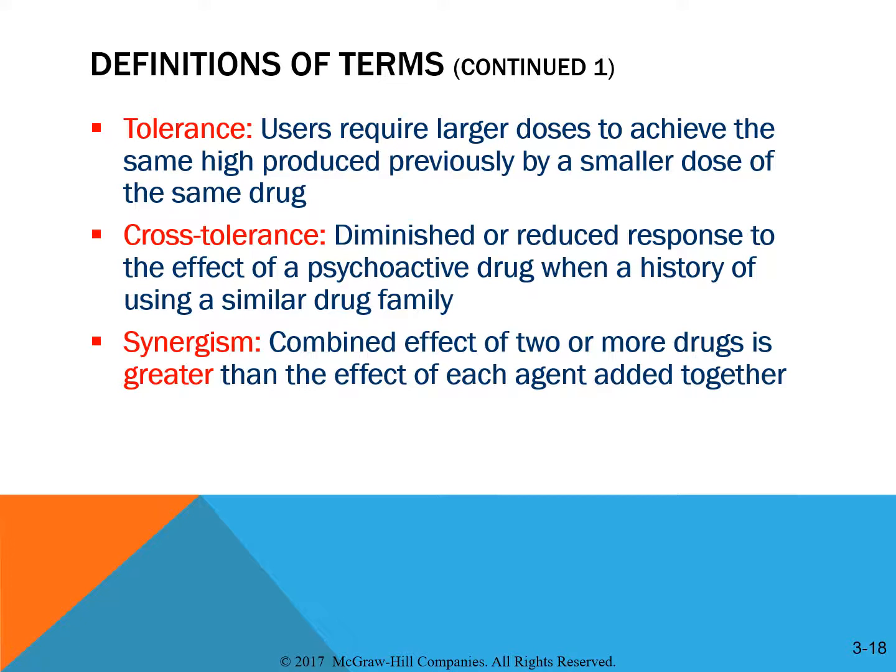Under the cross-tolerance definition, I added the last part. It's usually when use of one drug creates a diminished or reduced response to the effect when a history exists of using another drug in a similar drug family. A common cross-tolerance is opiates with alcohol. Both are depressants. If a person regularly uses alcohol, they may have developed a higher tolerance for alcohol.